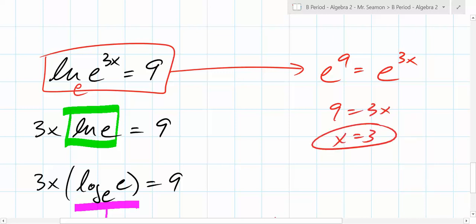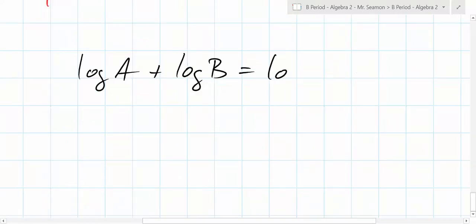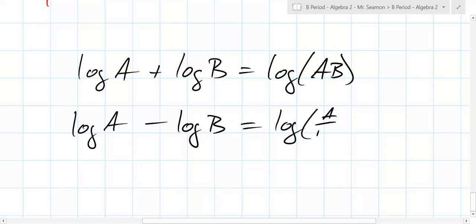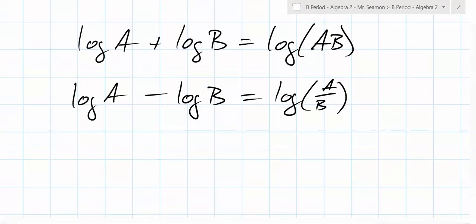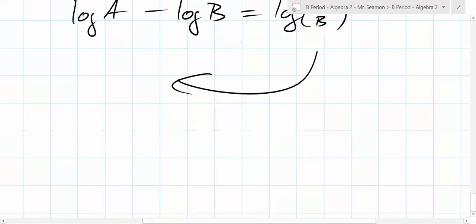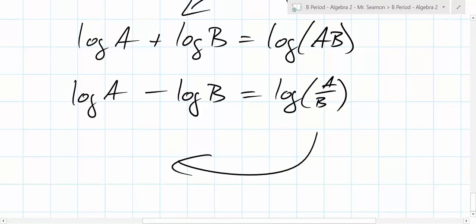What if it's like log base? What does that equal? Someone just tell me real quick. What is that? It's log of AB, right? What's log of A minus log B? You have to have the same base, right? It's division now, right? Can you go forwards and backwards in these? Yeah. Absolutely. Keep in mind that you can always go backwards, and sometimes you'll have to factor.